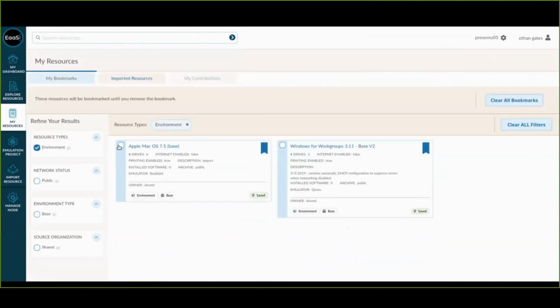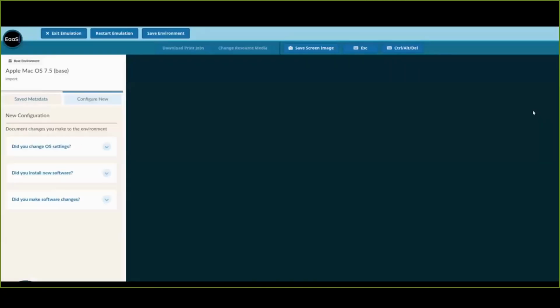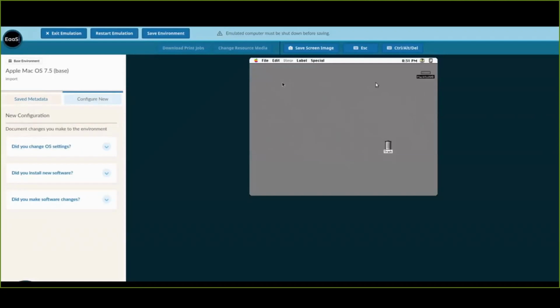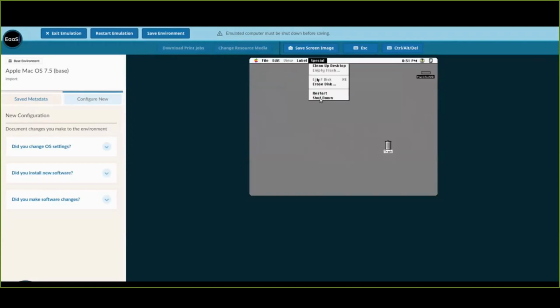You can bookmark operating systems and software that you use a lot. Run it in an emulator. Again, just have a more user-friendly experience. But I would like to emphasize here that everything you've been seeing that has been created at Stanford already, none of that will be lost.